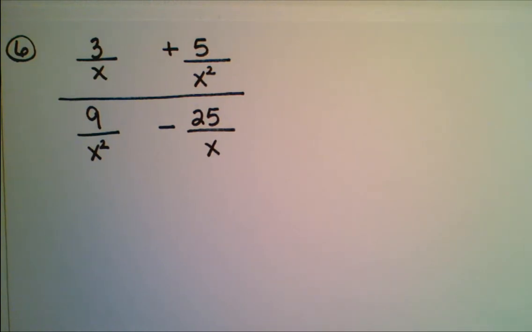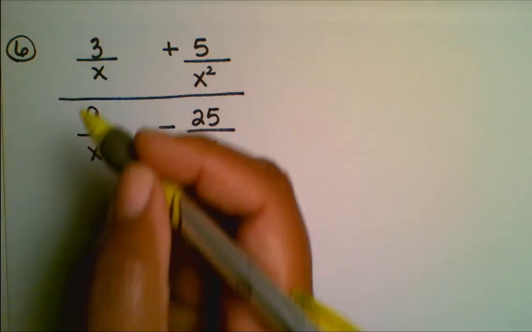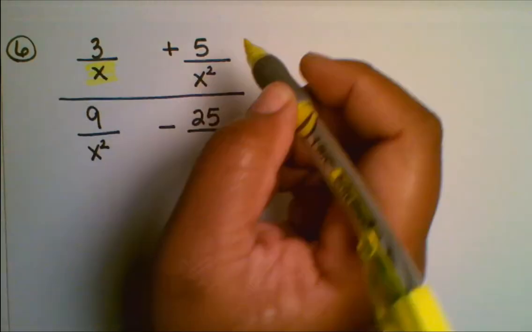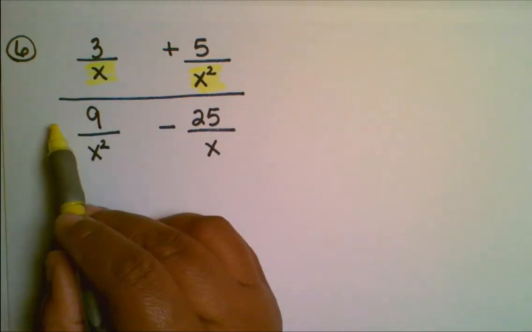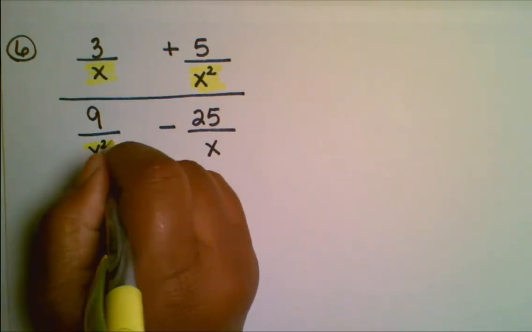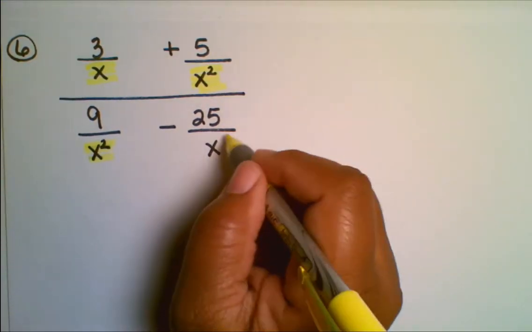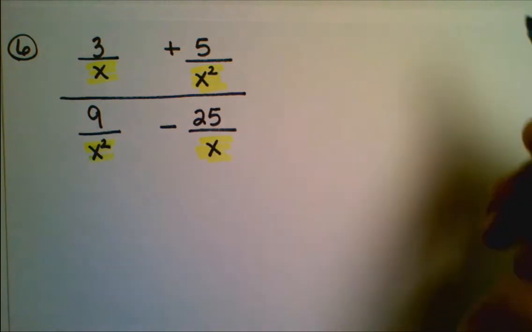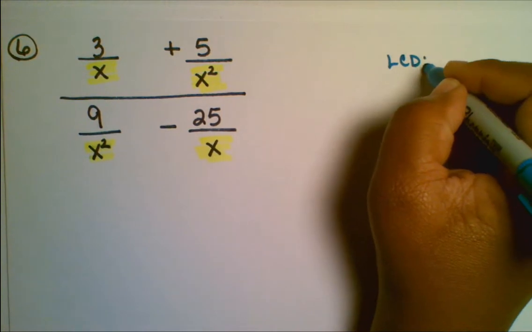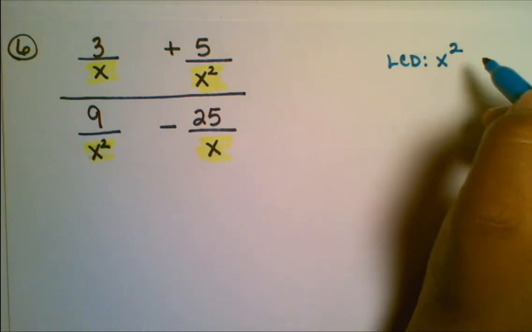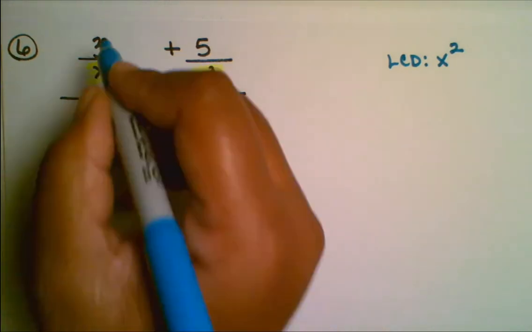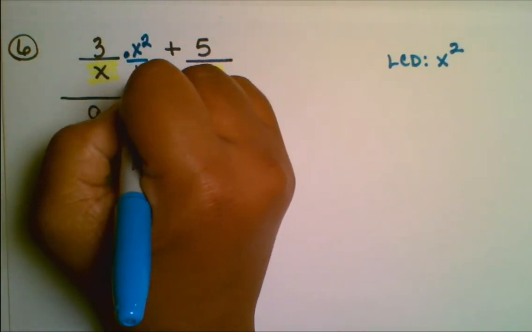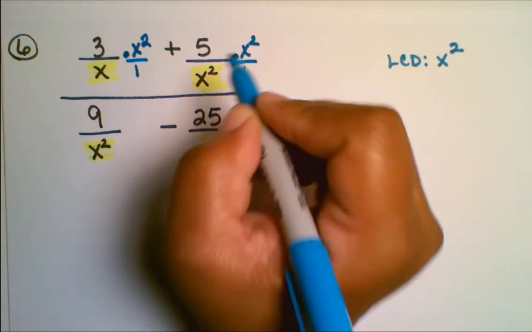Number 6, we have 3 over x plus 5 over x squared. So I'm going to highlight the denominators that we see in each question. That's all over 9 over x squared minus 25 over x. So let's find the LCD. And the LCD will be, or is, x squared. So we're going to take x squared, we're going to multiply it to every term we see in the numerator and denominator.